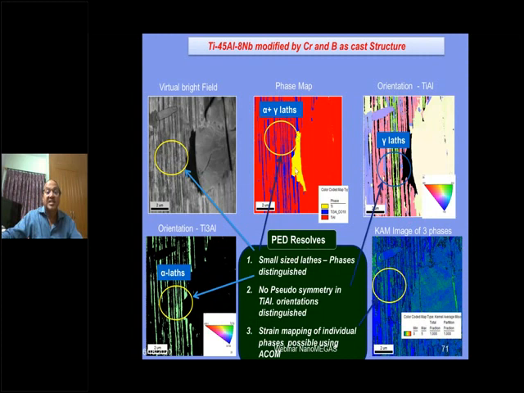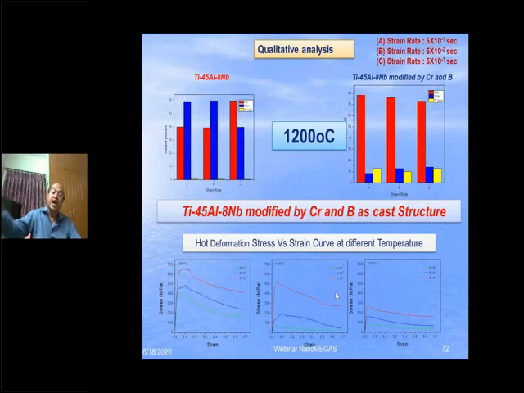What are these small lattice sizes? What are the symmetries? How has the strain mapping been done? This was not possible earlier. Nobody had found it out. These results were actually published last year. You can refer to our papers. You can see the distributions also.